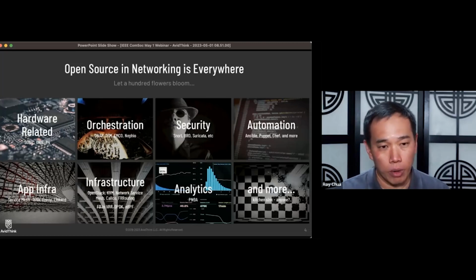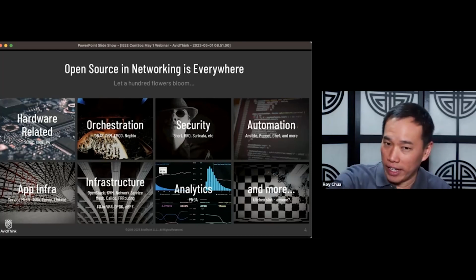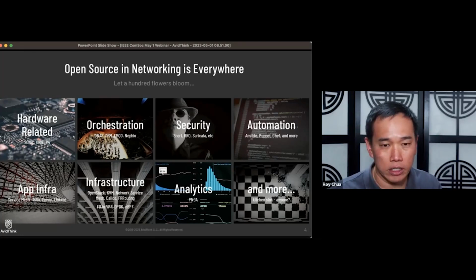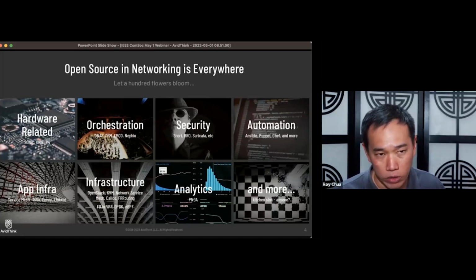It could be hardware related, so it could be a network operating system. It could be, in some sense, a language to program hardware devices and software devices as well. It could be orchestration all the way on the other side, right? It could be security. It could be automation. It could be application infrastructure, or the networking infrastructure itself, or even analytics. And so there is a wide span, I think, when we look at open source and networking.